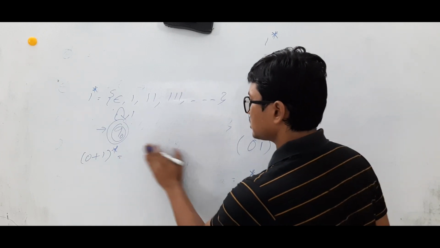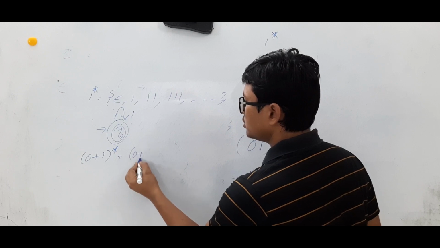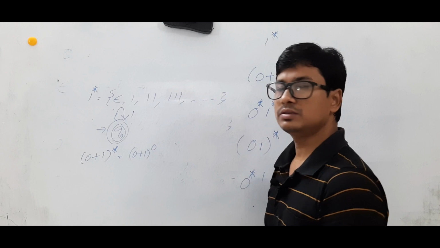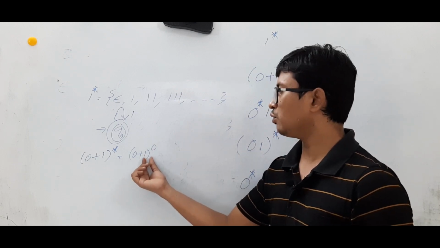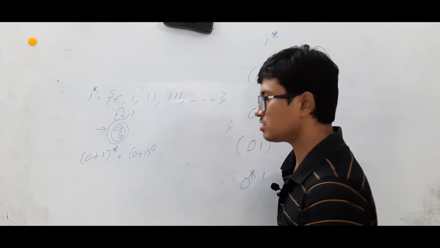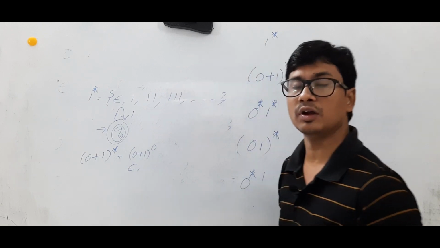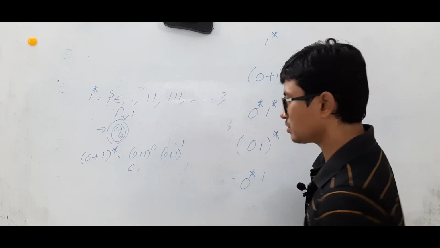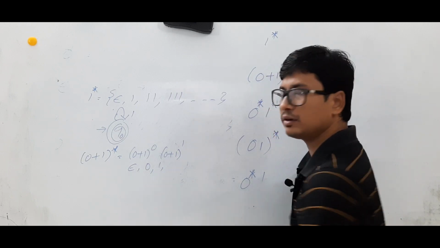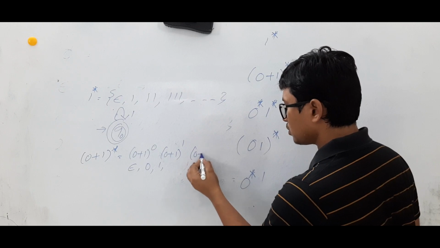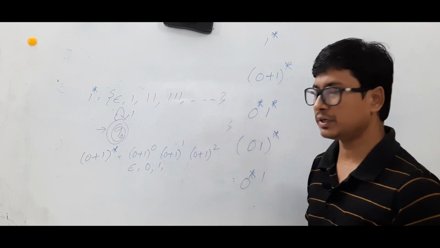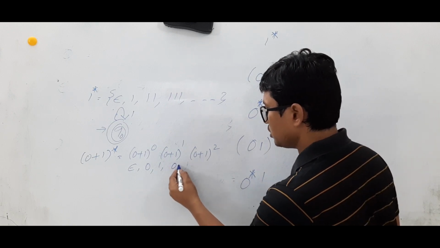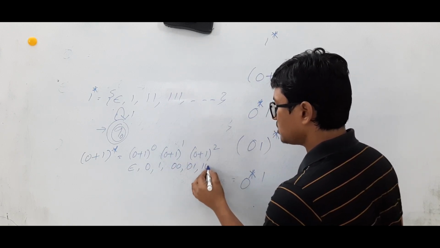Now we will discuss a few examples. If it is length 0, that is (0 union 1) power 0. What is the meaning? Length 0 means you will get epsilon. Length 1 means (0 union 1) whole power 1, so you will get either 0 or 1. If it is (0 union 1) power 2, it means length 2 strings. Length 2 strings means 00, 01, 10, 11.